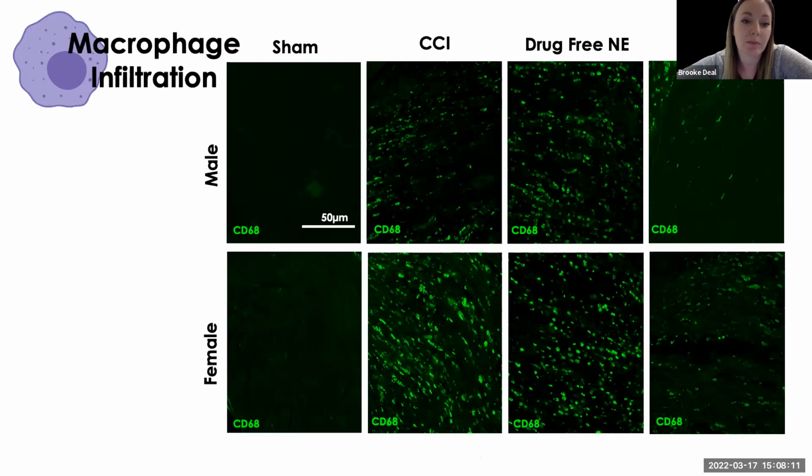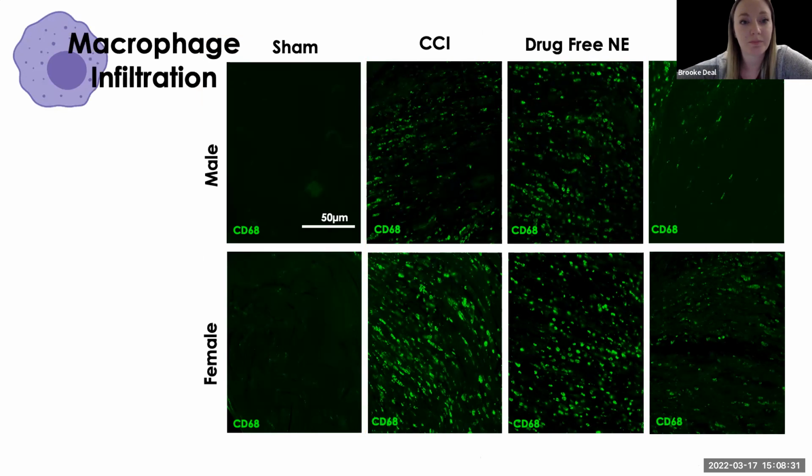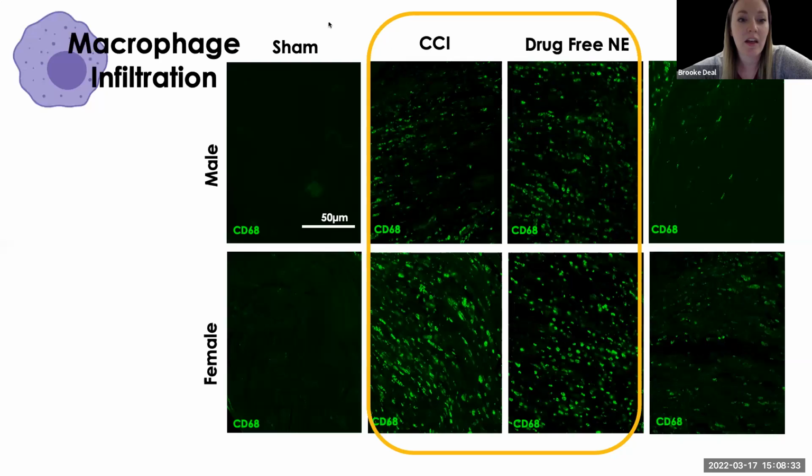So here you can see some green macrophages inside the sciatic nerve. And we have our controls, which is called a sham. And all we do is we open up and expose the sciatic nerve, clear it off, and close back up. And you can see that both males and females have little to no presence of macrophages in the sciatic nerve. And then after surgery, you can see that there's this infiltration of macrophages, and that it's not changed by the presence of drug-free nanoemulsion.